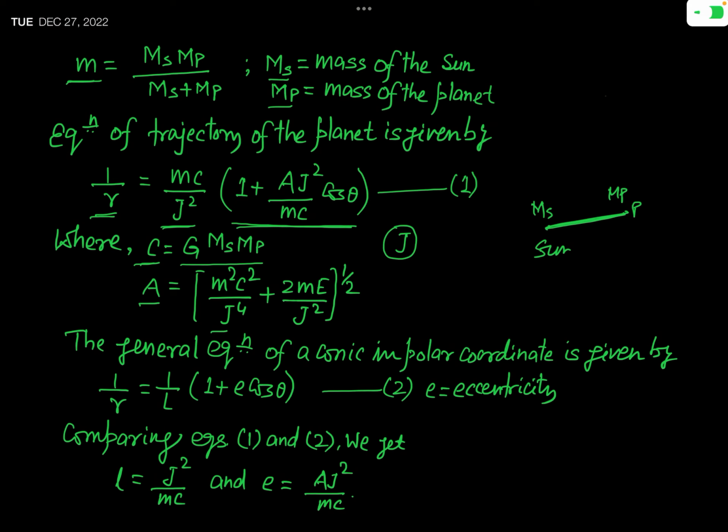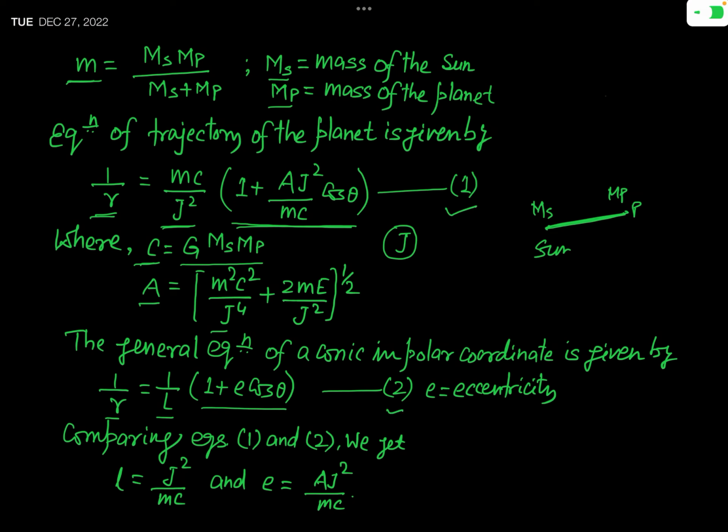Now you know that in polar coordinates the general equation of a conic is given like this: 1 over r equals 1 over L times 1 plus e cos theta. This is actually the equation of a conic in polar coordinates in general form. Now you can compare these two equations, that is equation 1 and equation 2.